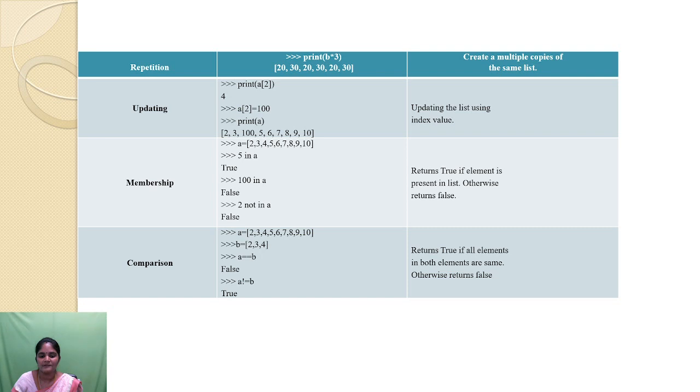Next, the last one is comparison. Here there are two lists, the a list and the b list. We have to check the condition a equal to b, whether both lists have the same elements or not. Both lists have different values, so the answer will be false. The next condition, a not equal to b, is true, because the lists have a different number of elements. So the answer is true for the second condition and false for the first condition.